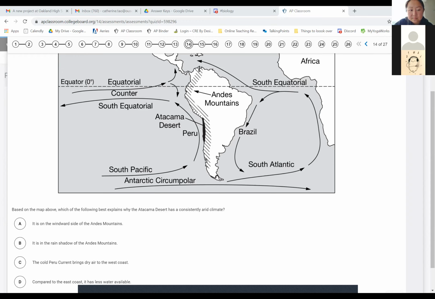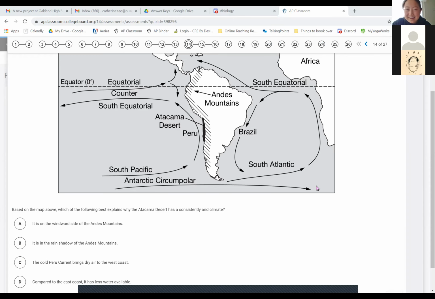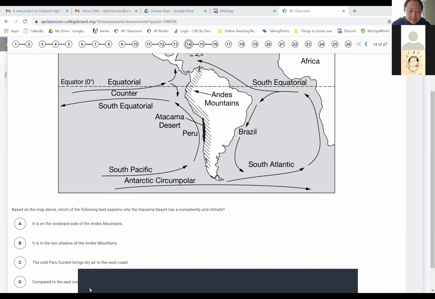So it would be C, the cold Peru current brings dry air to the coast, and that would wash away or redirect a lot of the moisture that would be coming onto the coast. I think, if I remember correctly. I was kind of confused because how can we tell that the Peru current is a cold current?